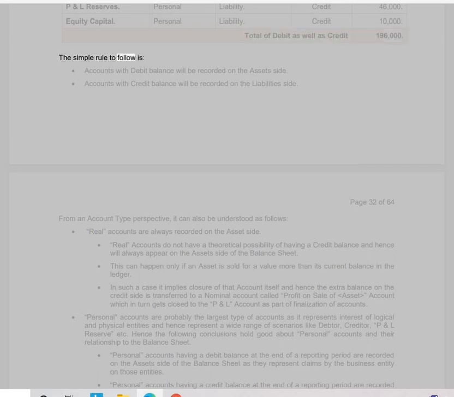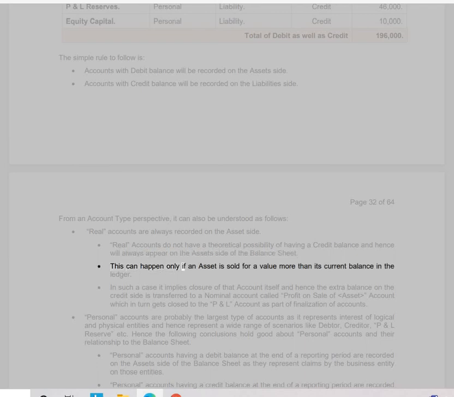The simple rule to follow is, accounts with debit balance will be recorded on the assets side. Accounts with credit balance will be recorded on the liabilities side. Page 32 of 64. From an account type perspective, it can also be understood as follows. Real accounts are always recorded on the asset side. Real accounts do not have a theoretical possibility of having a credit balance, and hence will always appear on the assets side of the balance sheet.